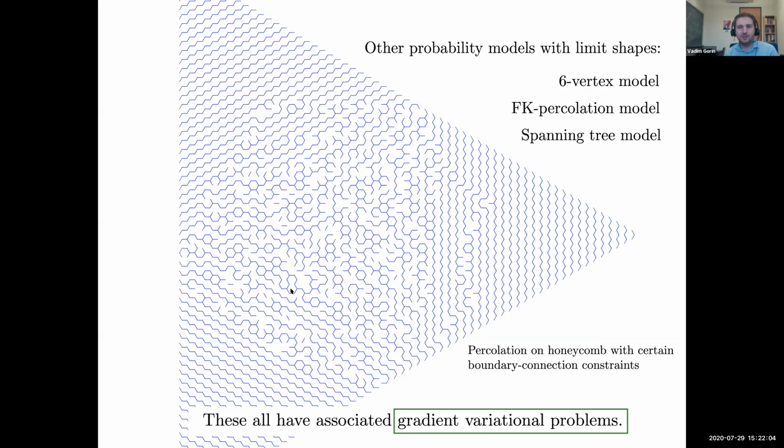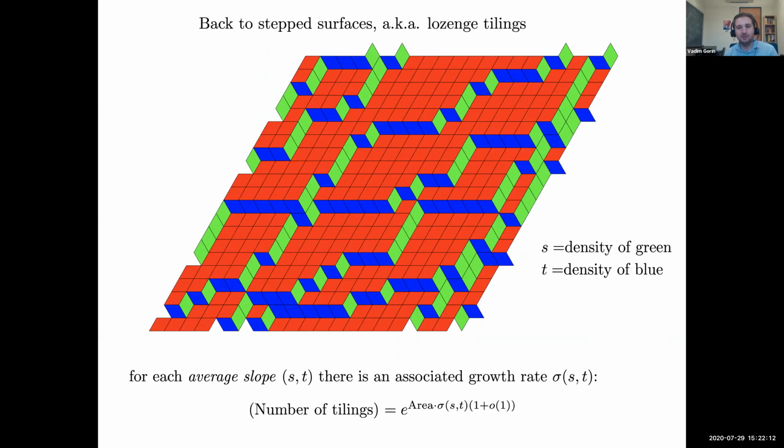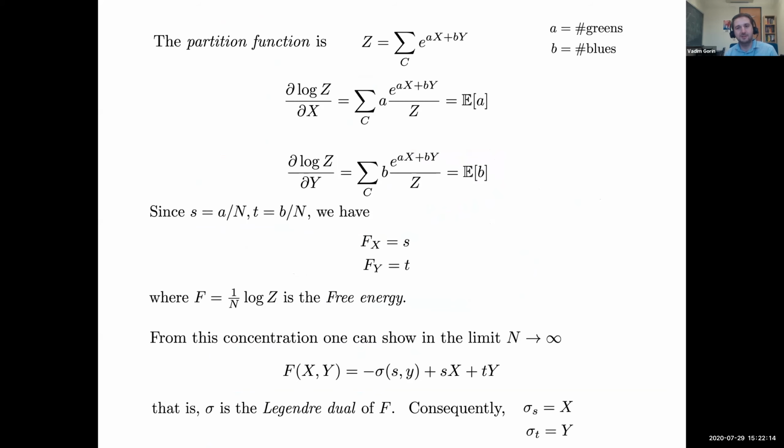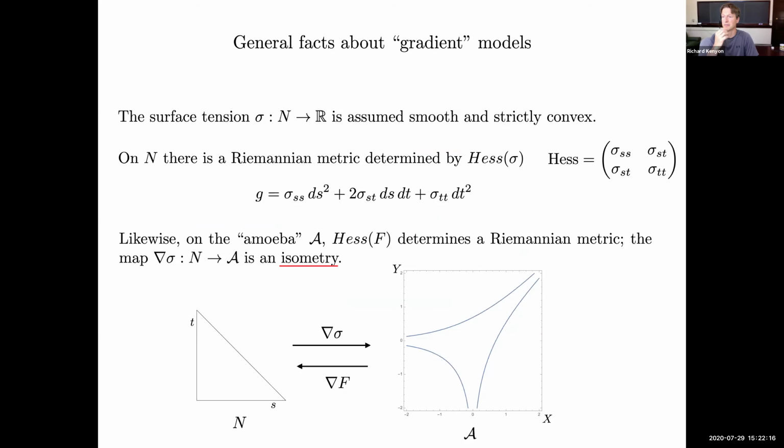So there is another question from Sanjay in the chat. It reads, the map from the Newton polygon to the amoeba is an isometry in the triangle case. What happens for general Newton polygons? It's always an isometry. Yeah, it's an isometry. That's a general fact. It's not just about the Dimer models. It's for every gradient variational problem.